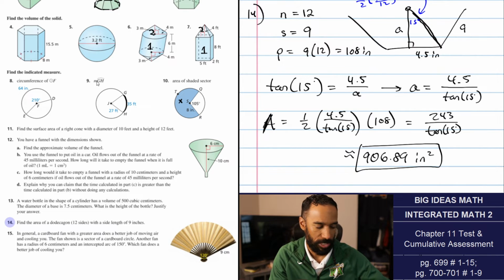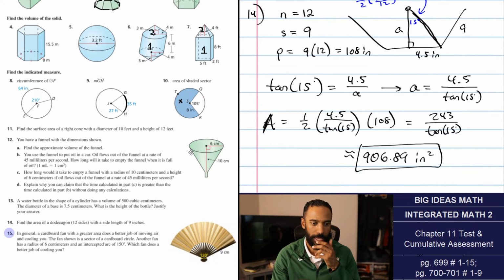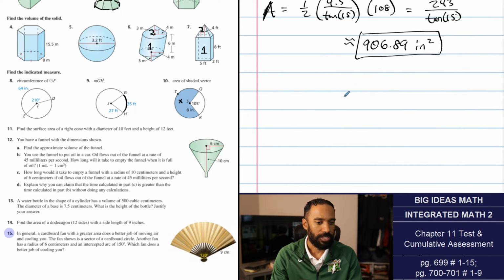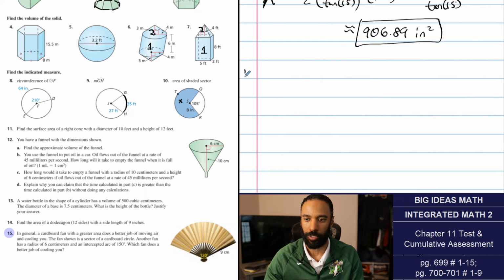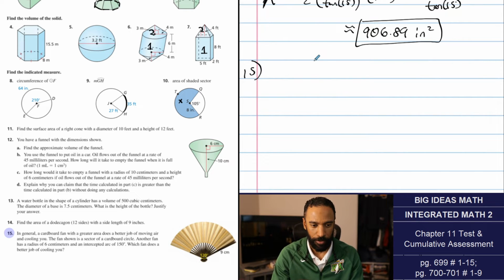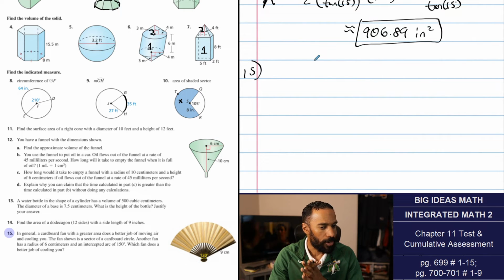Last one from the Chapter 11 test before we hit cumulative reviews, number 15. In general, a cardboard fan with a greater area does a better job of moving air and cooling you. I agree. The fan shown is a sector of a cardboard circle. Another fan has a radius of 6 centimeters and an intercepted arc of 150 degrees. Which fan does a better job of cooling you? With a greater area. So we've got to find the area of these two things here.